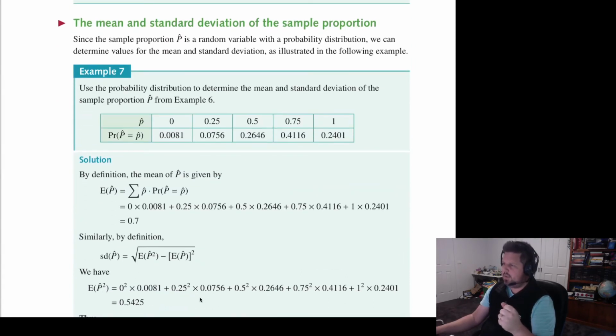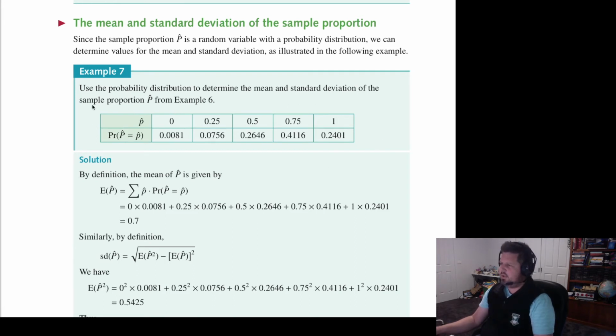The last thing I want to talk about is the mean and the standard deviation of the sample proportion. Since the sample proportion, big P hat, is a random variable with a probability distribution, we can determine values for the mean and the standard deviation as illustrated in the following example. Example 7: use the probability distribution to determine the mean and the standard deviation of the sample proportion, big P hat, from example number 6.